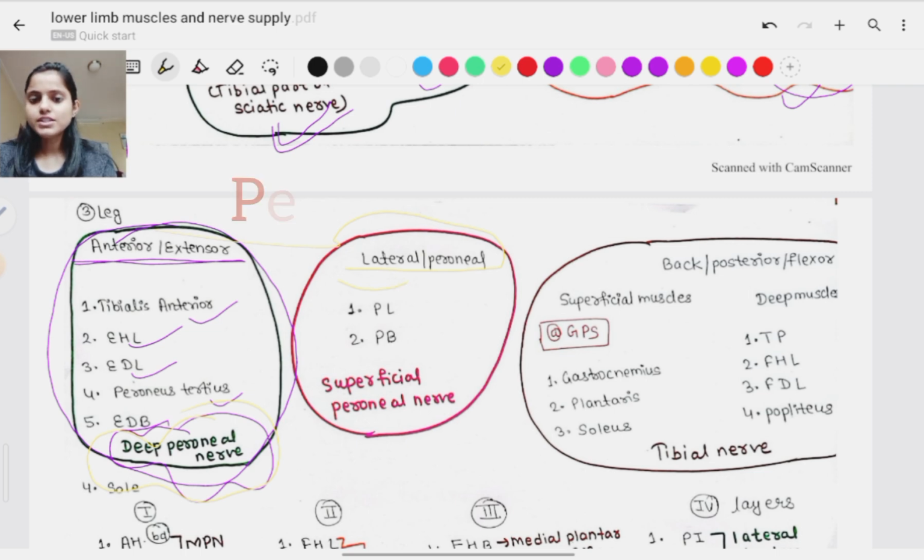Now the lateral peroneal compartment. It has 2 muscles: peroneus longus, peroneus brevis. Longus means it has a long tendon, and brevis means it has a short tendon. It is supplied by the superficial peroneal nerve.